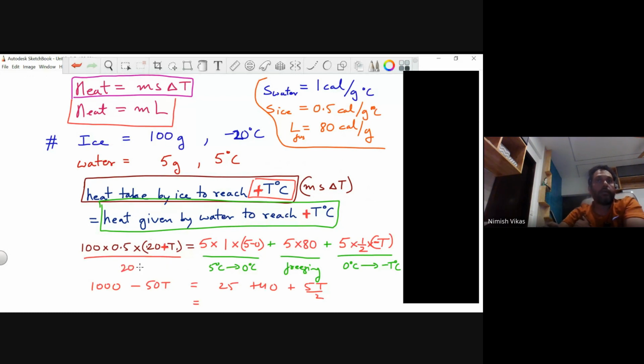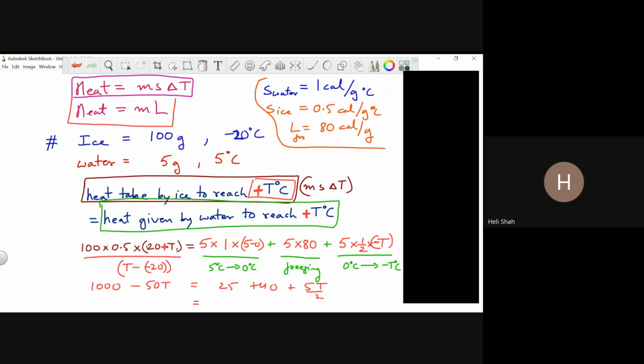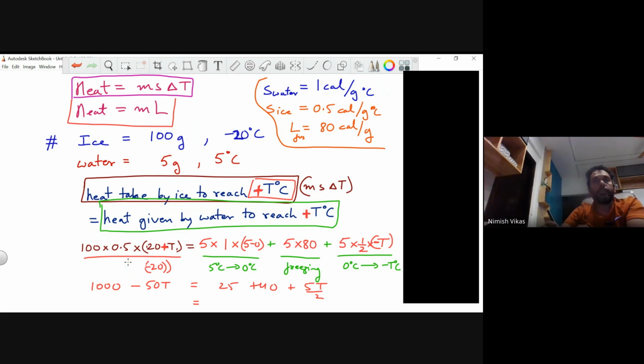Why plus over here? Because higher temperature is T, T minus 20. Minus 20 was the lower temperature. So it is T plus 20. So both places it will change. Okay, anyways, coming back to this.